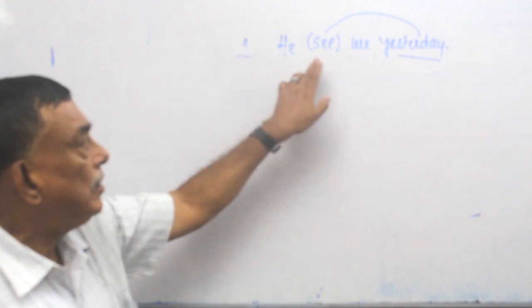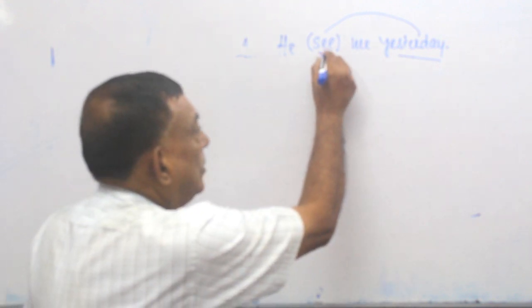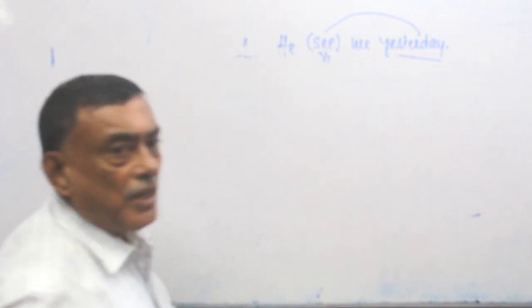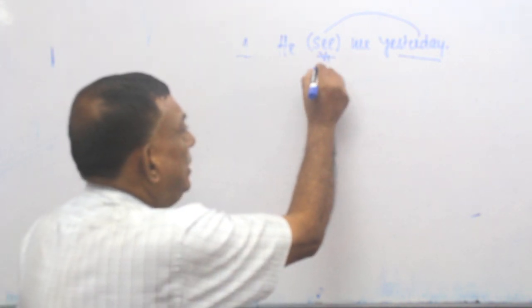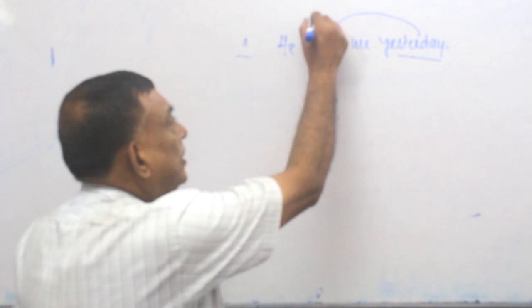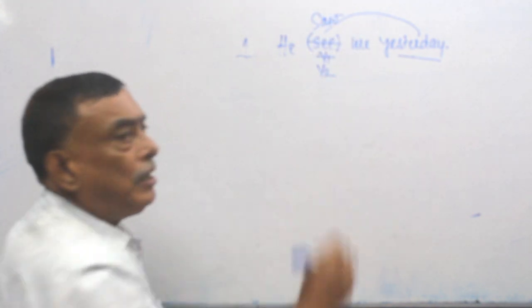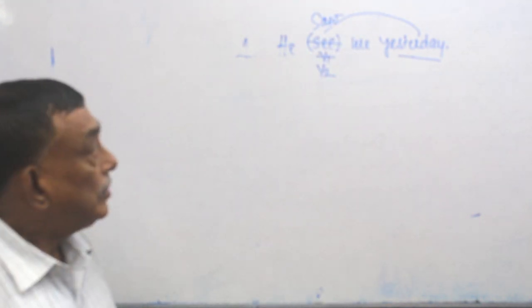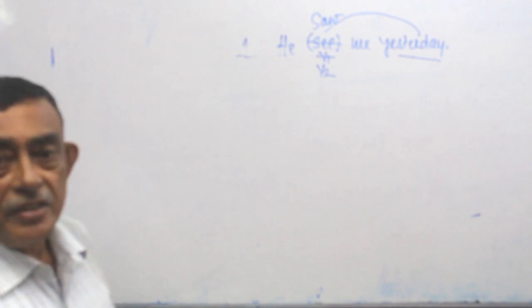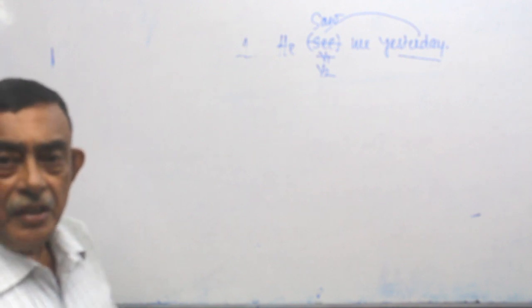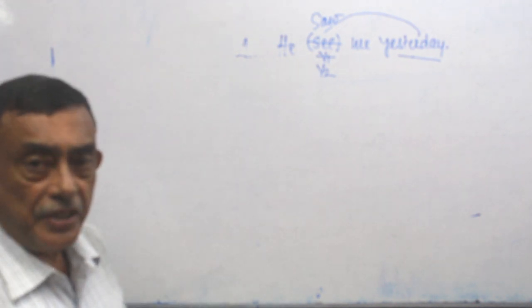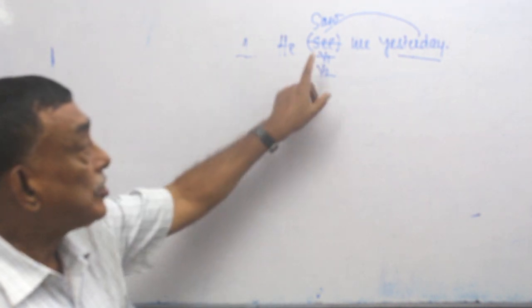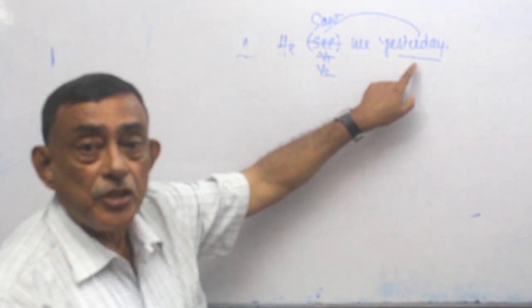So now what should be here? "See" is in V1. Immediately, yesterday tells it to change to V2, the second form. Then: he saw me yesterday. That is the correct answer. Now you can find that you don't have to read the entire sentence very thoroughly. Just verb and adverb. And this is the trick.